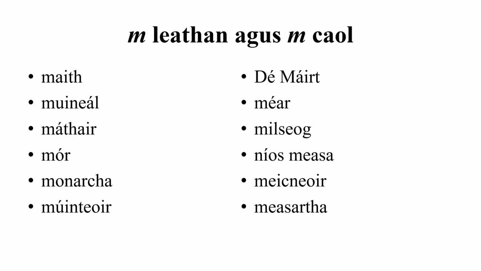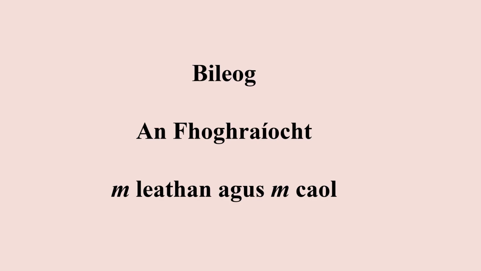So you'll need the handout, pronunciation broad and slender M, for this activity. There's a link in the description box below to the handouts and the notes.